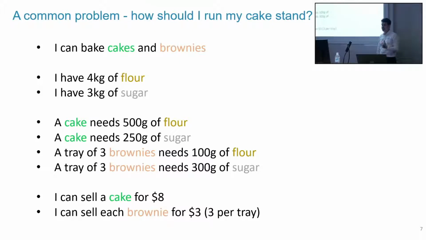If I make one cake, it needs half a kilo of flour and a quarter of a kilo of sugar. If I make a tray of brownies, which each has 3, I tried to find something that would work with the correct dimensions. So a tray of brownies, which has 3 in each, needs 100 grams of flour, 300 grams of sugar. Each brownie I sell for $3, and I have 3 in a tray, so I get $9 per tray. And I can sell a cake for $8. So it's a really basic problem, but we can go into a lot of detail with that. And many, many problems, in fact, all problems look basically the same when expressed in linear programming terms.